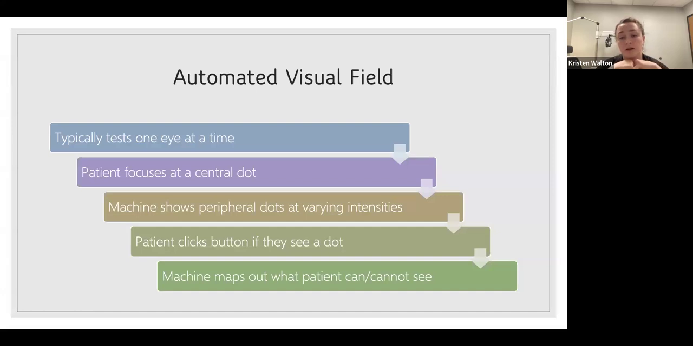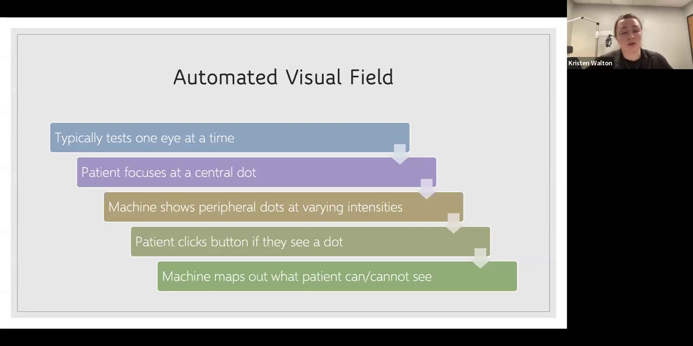Patients click the button when they see the dot, and then the machine maps out what the patients can and cannot see. I think key points with these tests. I know it's not the most exciting test for the patient. It's not the most exciting test for the person that's administering the test. But being in the room with the patient and reiterating the fact that, hey, you need to keep focused on the central point, because if they're looking all over the place, the quality and reliability of that test, we're wasting their time and our time at that point if we're not going to collect good data.